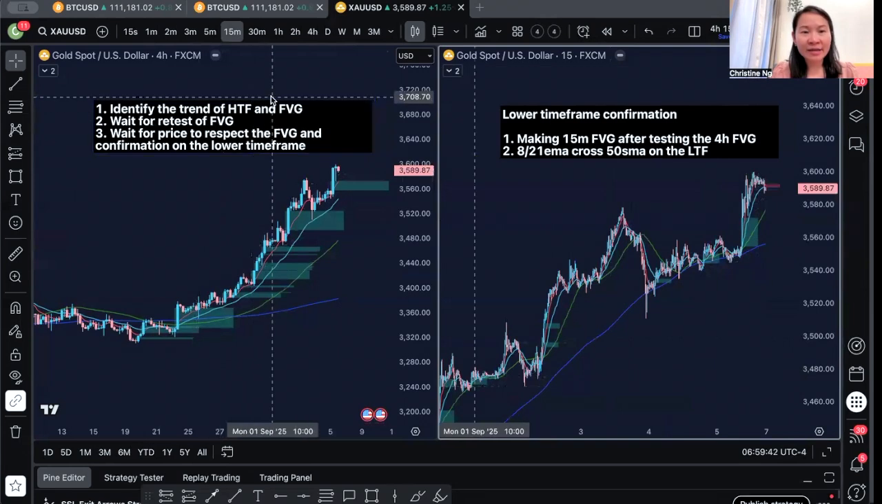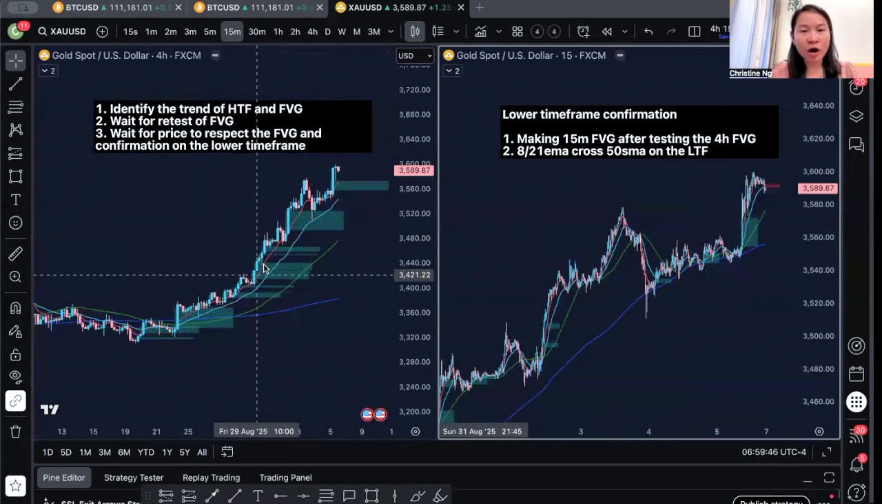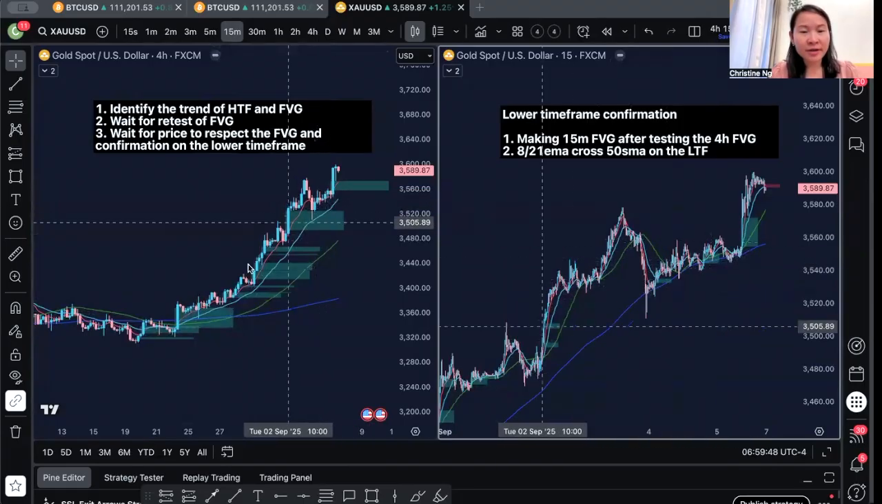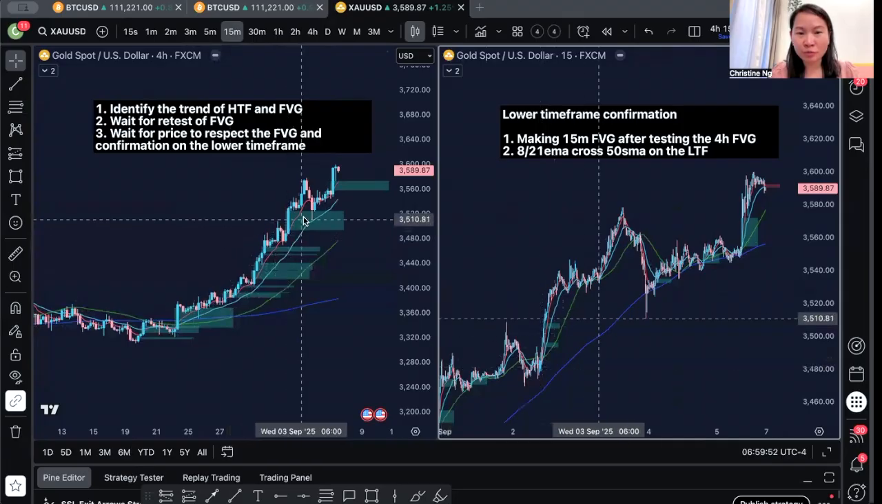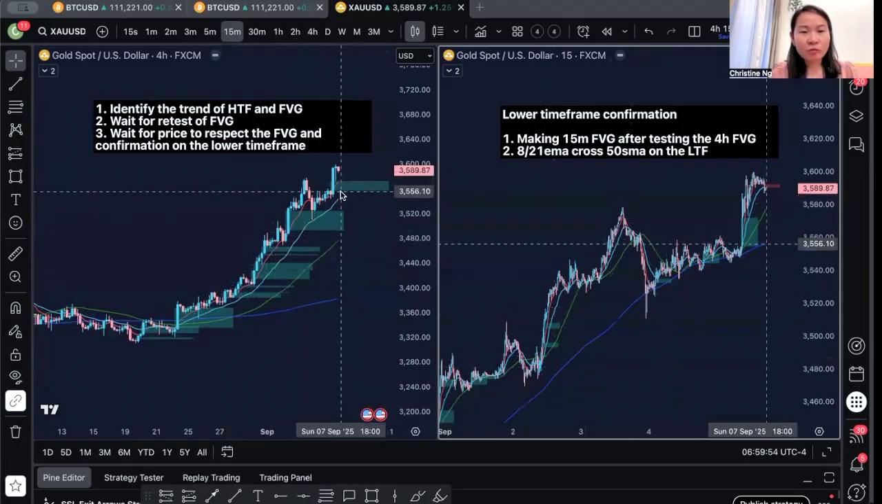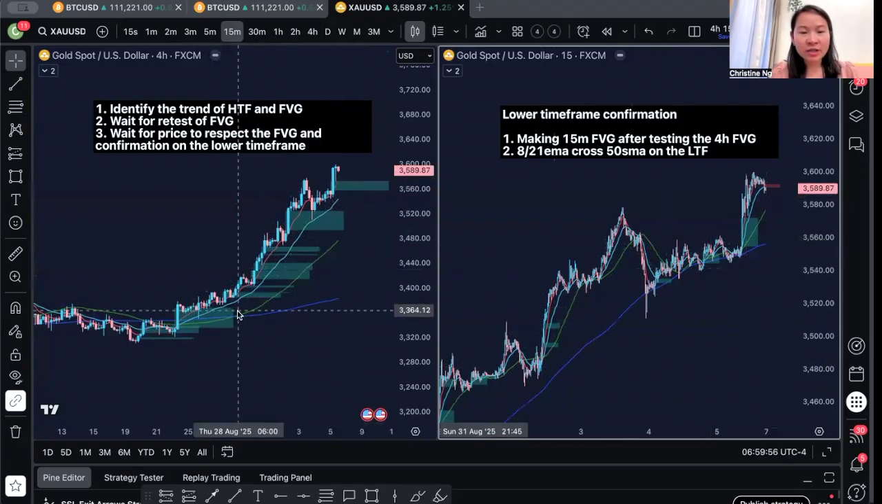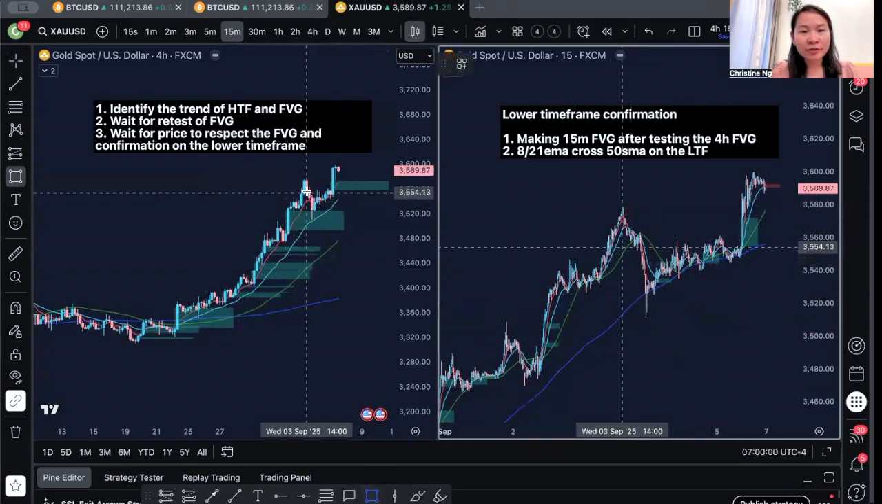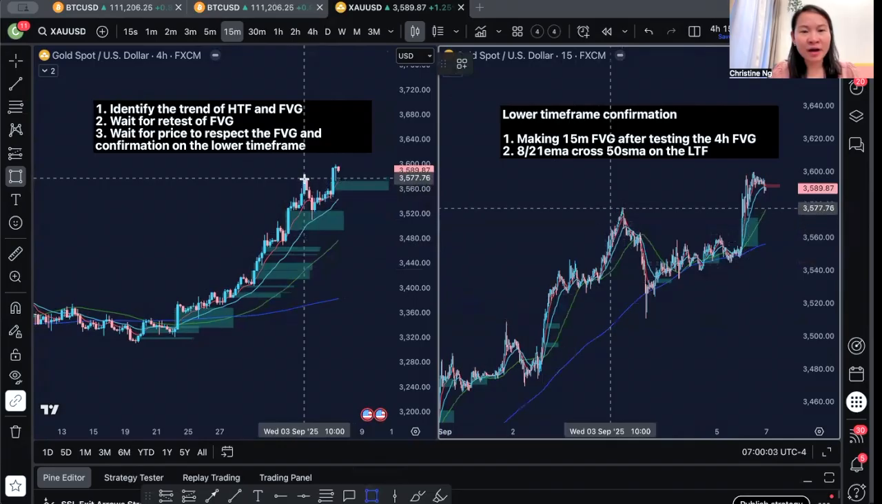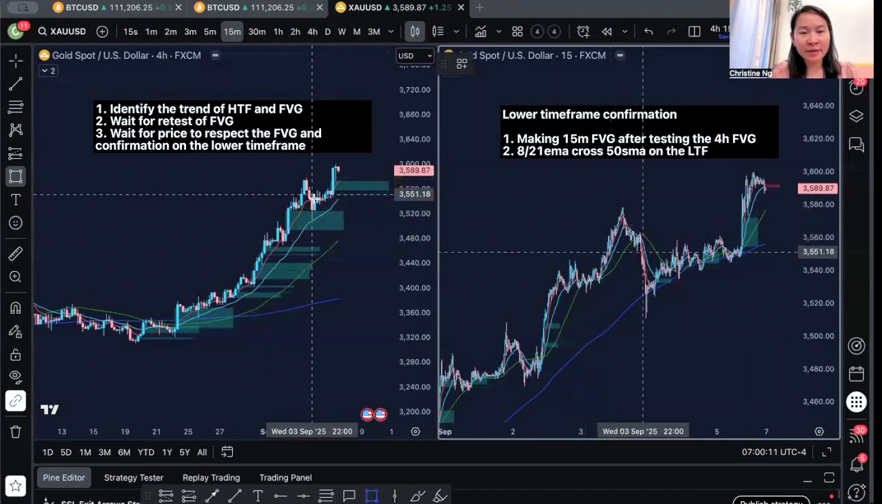And after we identified the trend of the higher time frame, 4-hour, we know that 4-hour is in an uptrend. And it's been making bullish fair value gaps. That also shows bullish momentum. So what's the next thing we need to do is we can wait for a retest of the fair value gap. So for example, when price was up here, I don't want to chase it when it's so high up and away from the 8 EMA. I want to wait for it to retest and pull back.